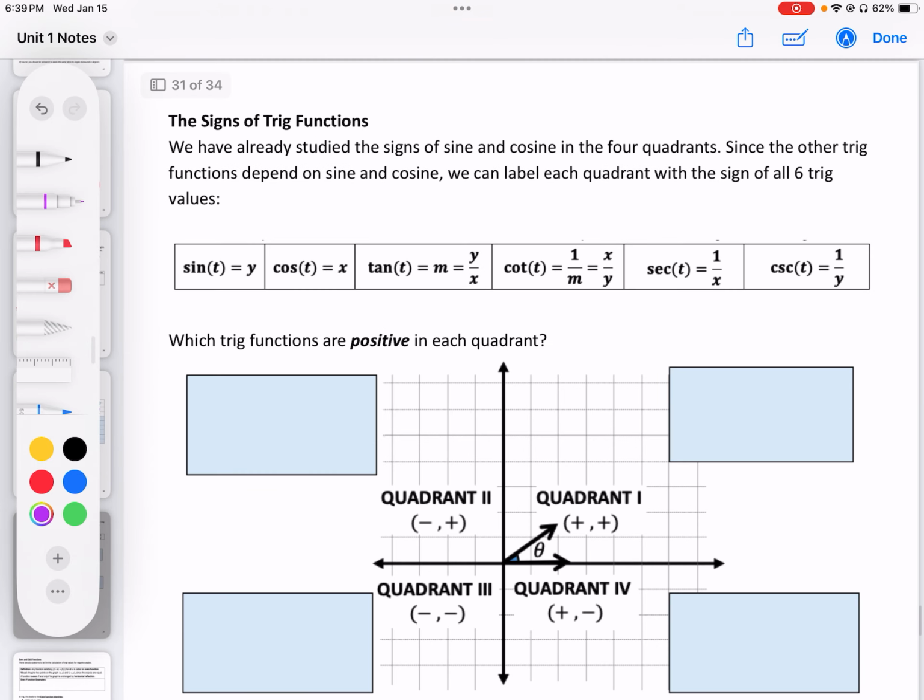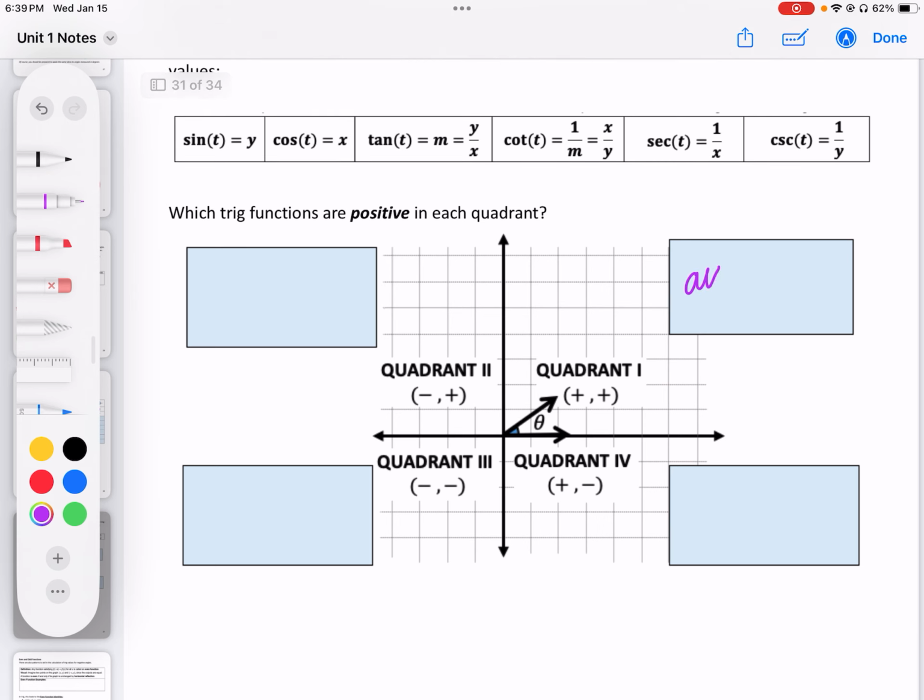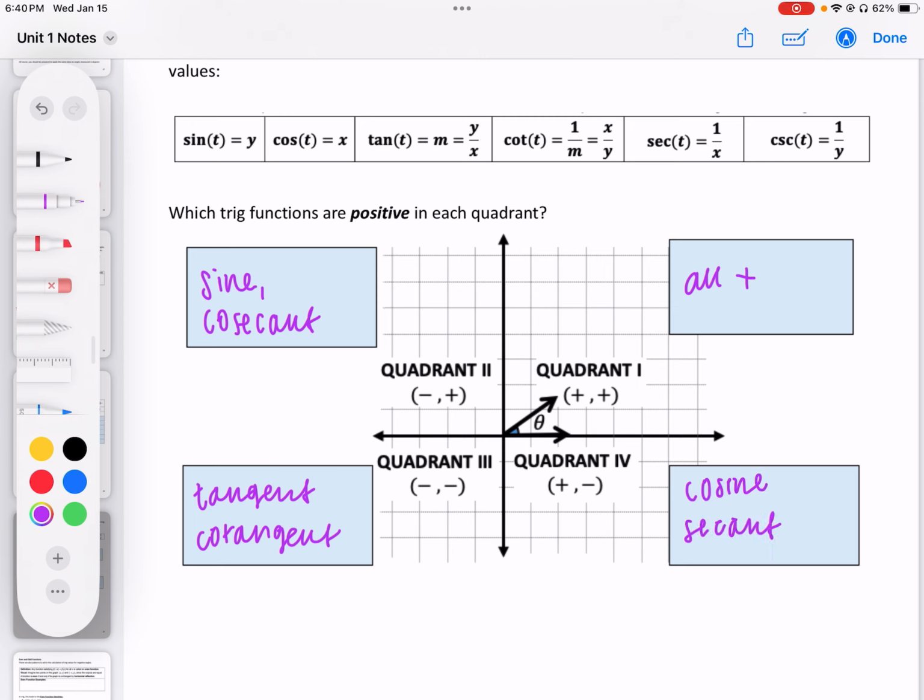The signs of the trig functions we've briefly covered. Now let's talk about which ones are positive and negative now that we've introduced the others. We have all positive in the top right corner. We have a positive sine and a positive cosecant in the top left corner. We have a positive tangent and cotangent in the bottom left corner. And then we have positive cosine and secant in the bottom right corner.